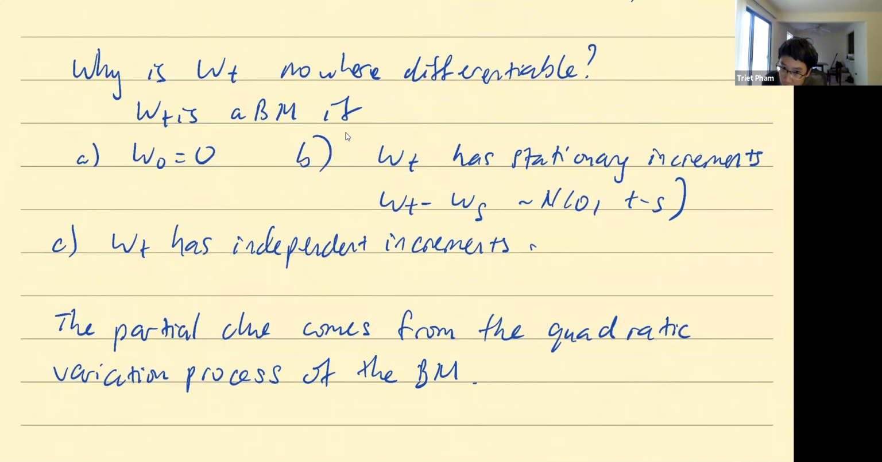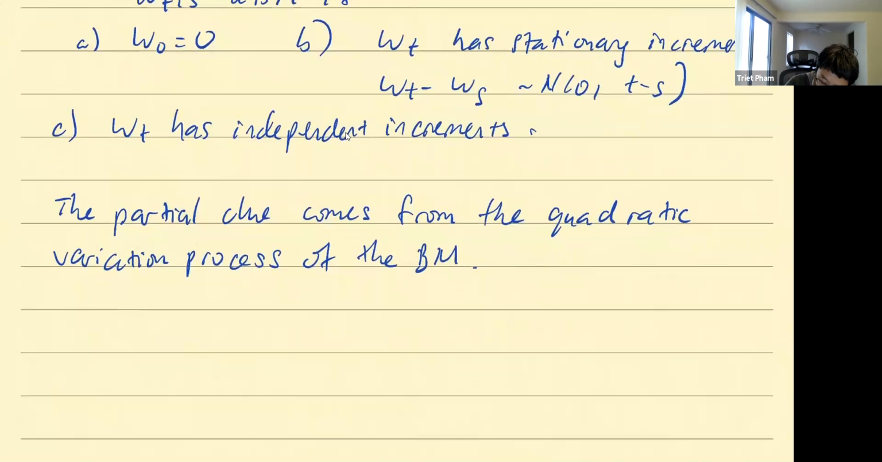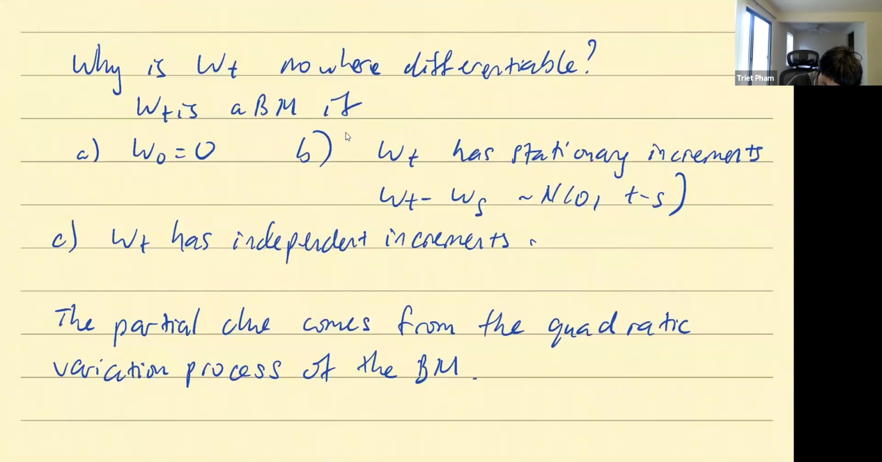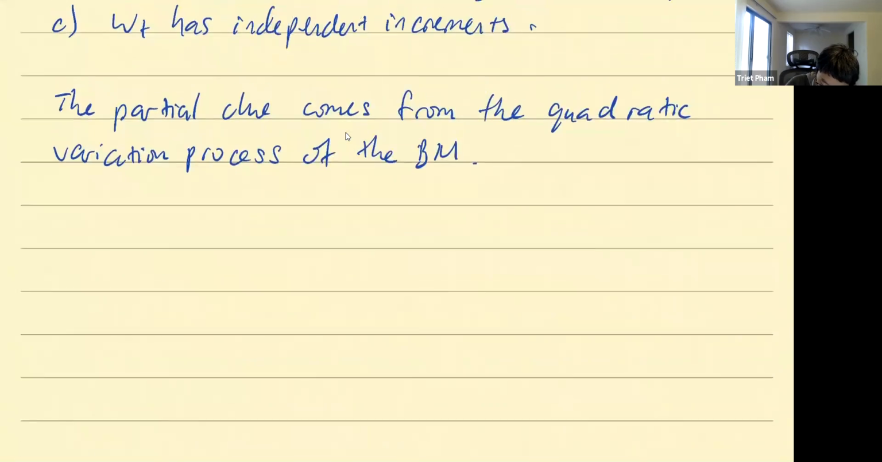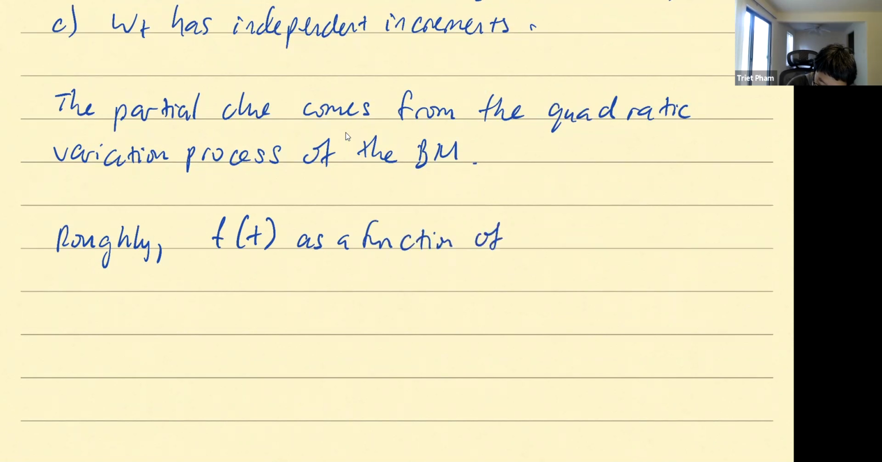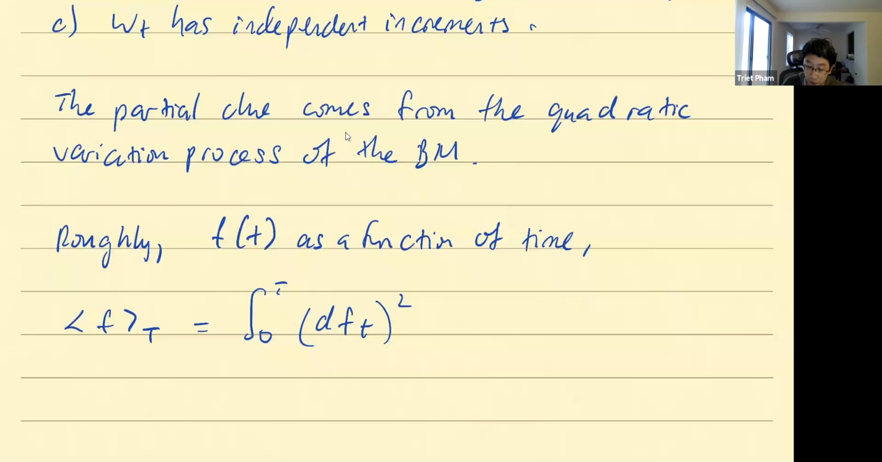So what is a quadratic variation process? Roughly speaking, if you have a function f as a function of time, the quadratic variation of f at time t, let's say denoted like this, will be the integral of the differential of f_t squared, if it exists.